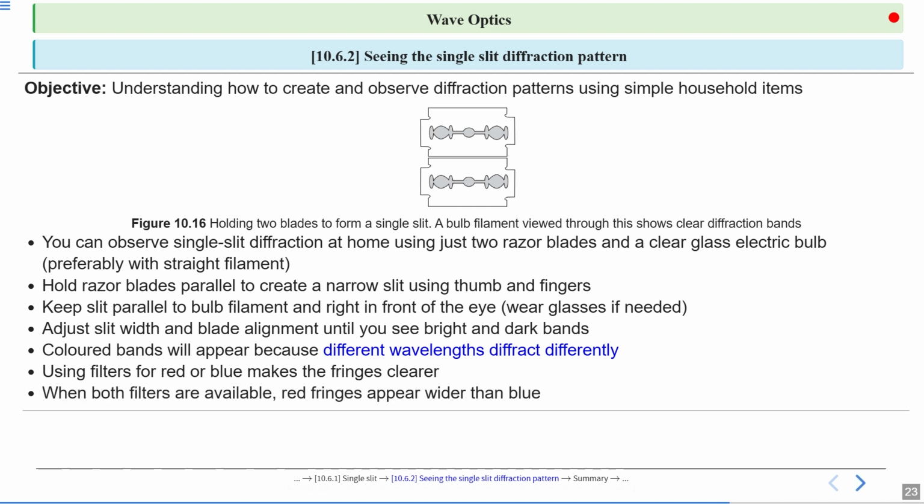So when both filters are available, you will see that red fringes appear wider than blue. The difference is due to the varying wavelengths of red and blue light, illustrating the principle of wavelength dependent diffraction.